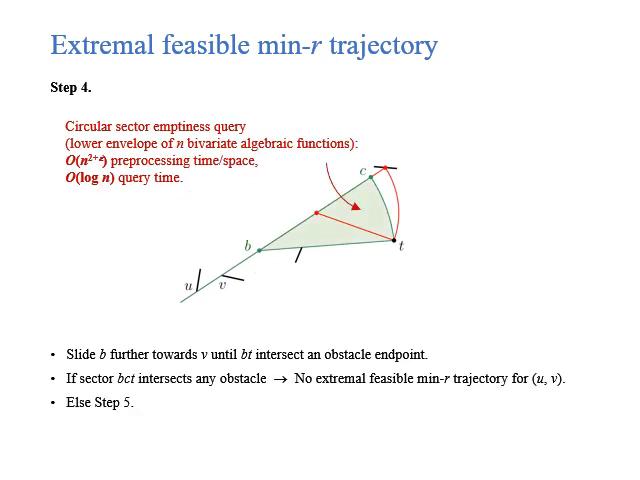So after that, we do a circular sector emptiness check to see if the sector BCT is empty of obstacles. If it's not, then there is no feasible mean R trajectory where AB intersects U and V. Otherwise, we go to the next step.